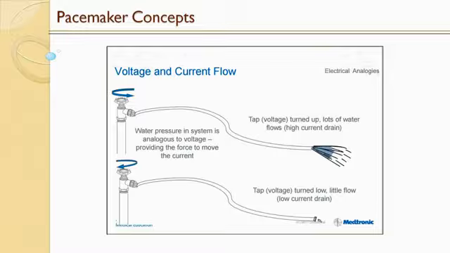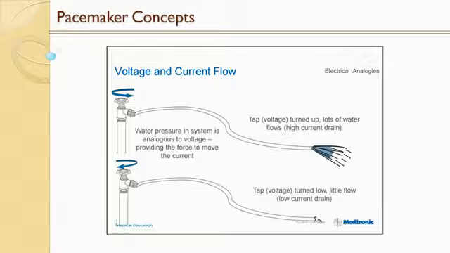So here's the connection. Water pressure in the system is analogous to voltage, providing the force to move the current. The water would represent the current. So when we open up the tap, it's like turning up the voltage. Lots of water flows out, and you have a high current drain. But if we close that tap most of the way, the tap, or the voltage, is turned low, so there's little flow or a low current drain.